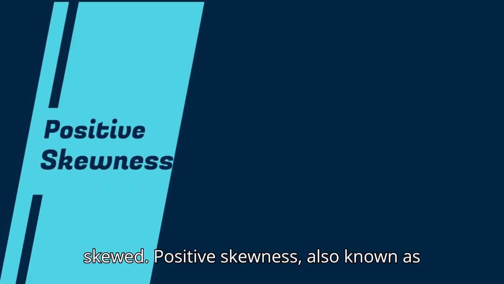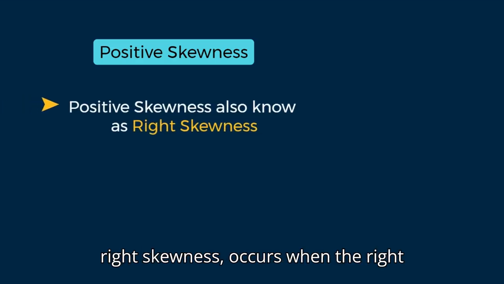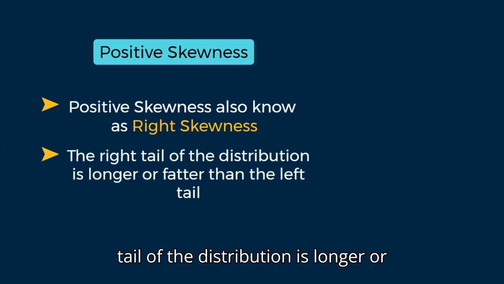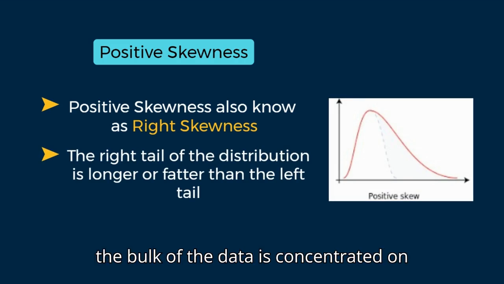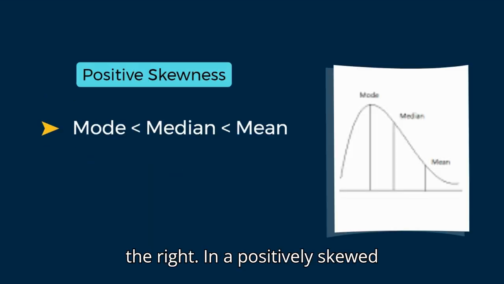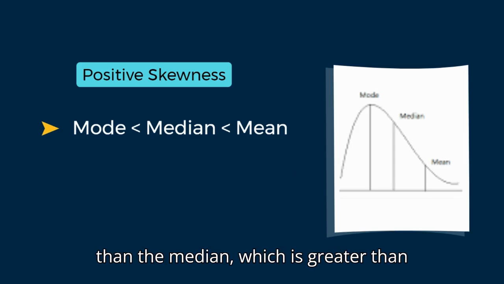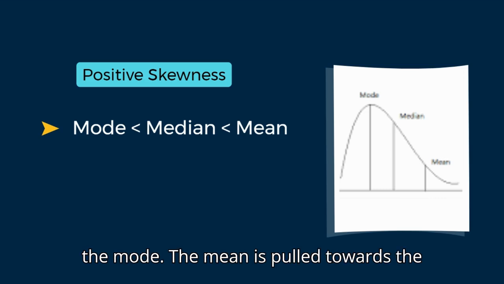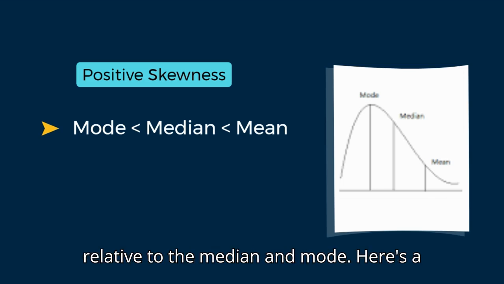Next is positive skew. Positive skewness, also known as right skewness, occurs when the right tail of the distribution is longer or fatter than the left tail. Essentially, the bulk of the data is concentrated on the left, and the tail extends further on the right. In a positively skewed distribution, the mean is usually greater than the median, which is greater than the mode. The mean is pulled towards the longer right tail, affecting its position relative to the median and mode.